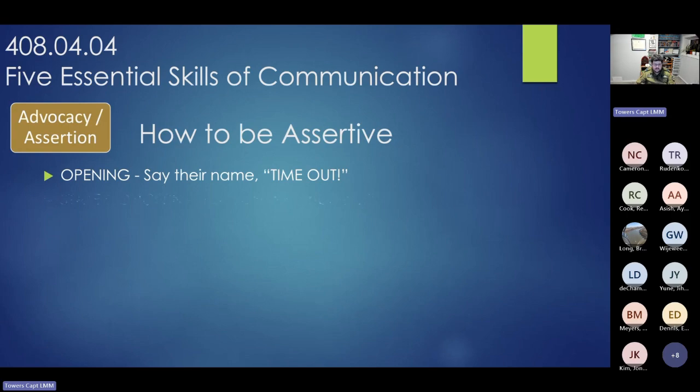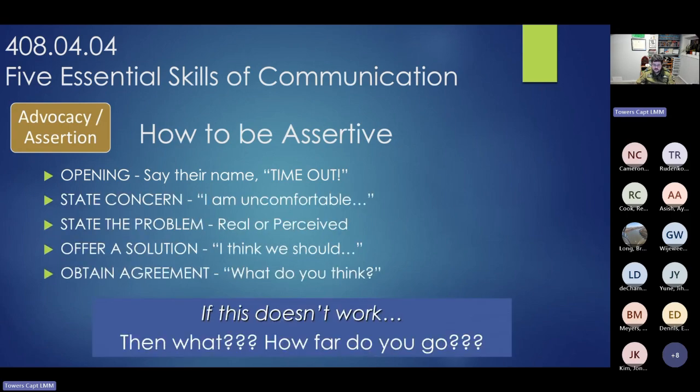Putting it all together, here I'll just list all of those. So we want to have an opening where we say their name, we get their attention, time out. We want to state the concern: I am uncomfortable. We want to state the problem, real or perceived. We want to offer a solution: I think we should. And then we should try to obtain agreement.